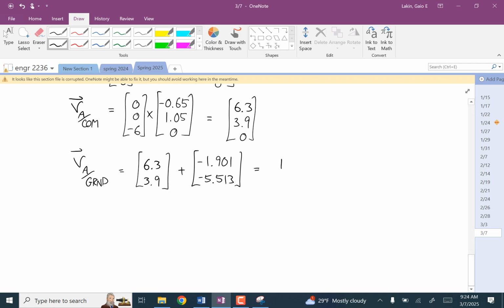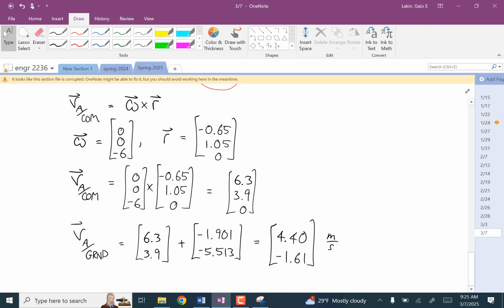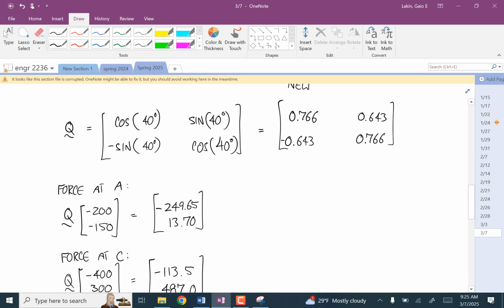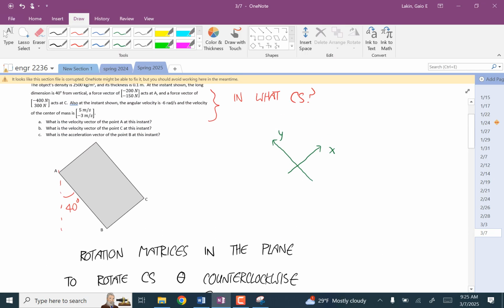So basically 4.40, negative 1.61. And you do the same thing for the velocity of the point C. You just use a different r vector. But let's go to the kinetics part now.